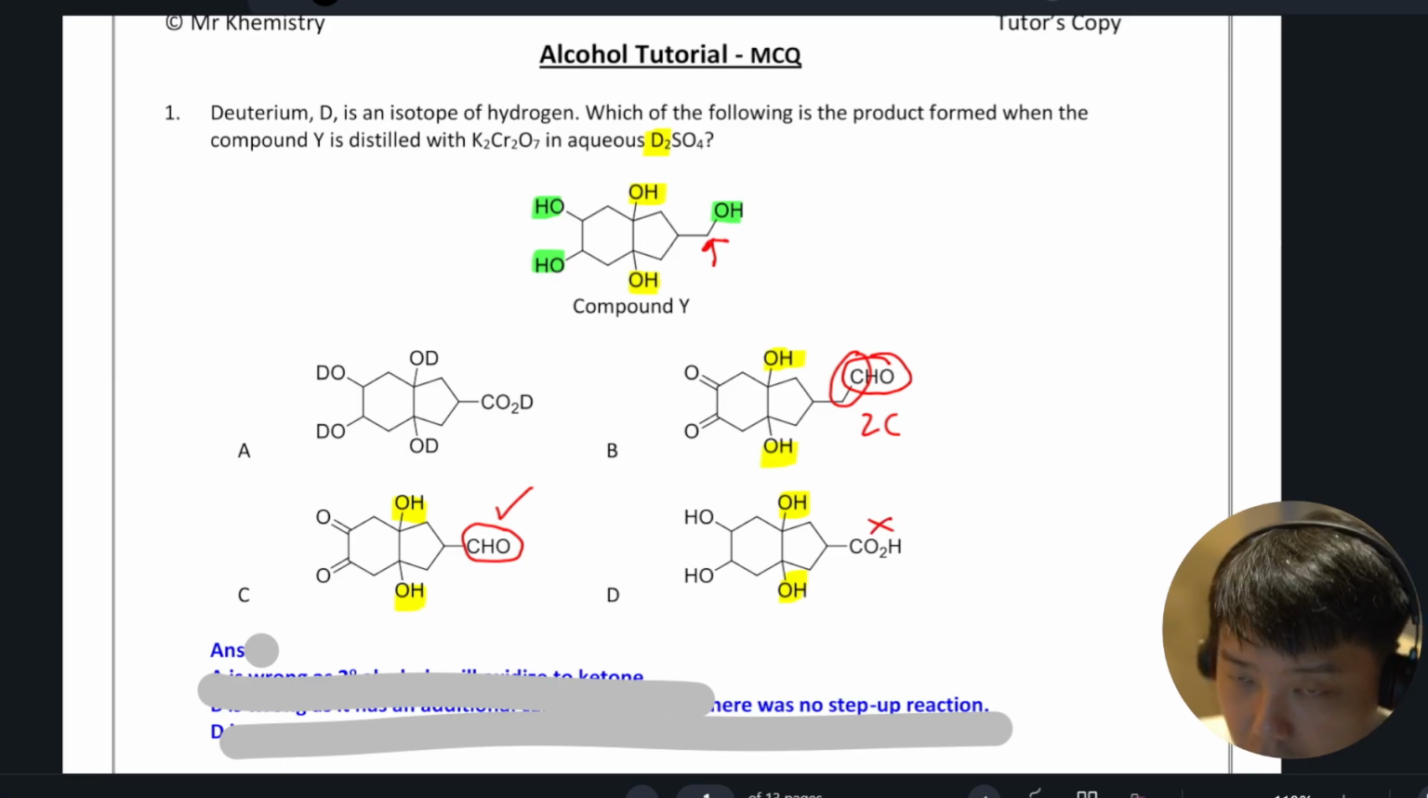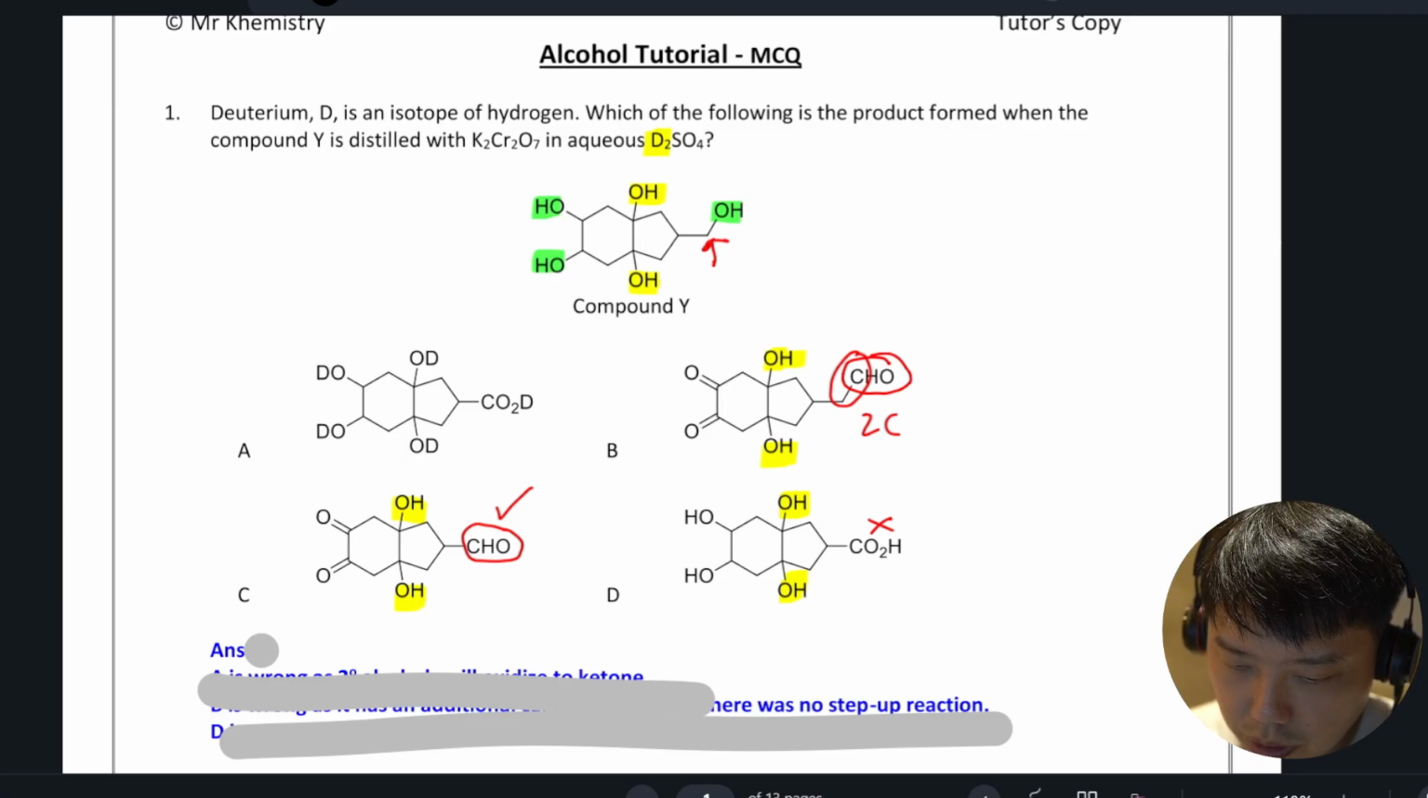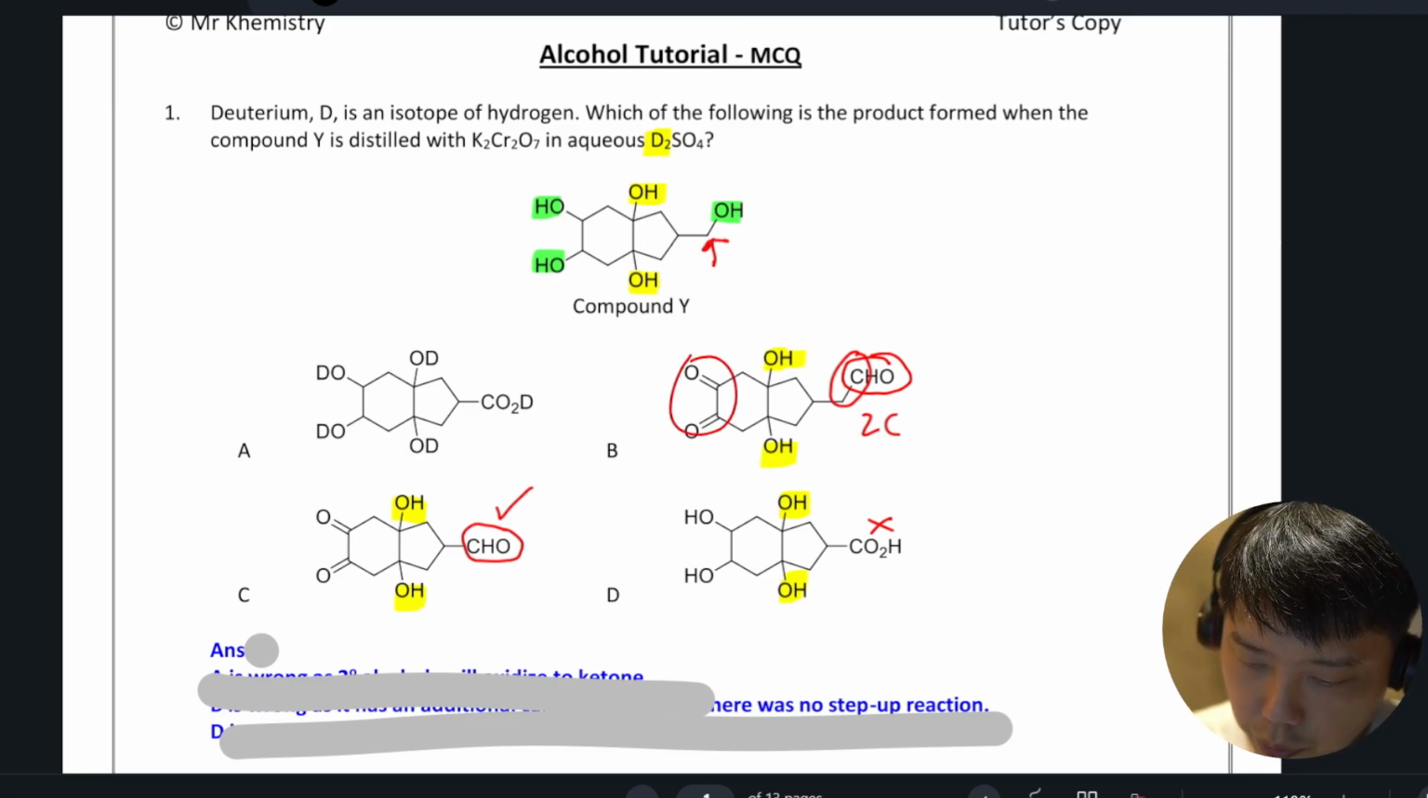We will not get carboxylic acid, so D is out. Yeah, so we don't even have to go to the secondary, but for the secondary, both B and C are correct. Okay, so for all 3 parts, option C is the correct answer.